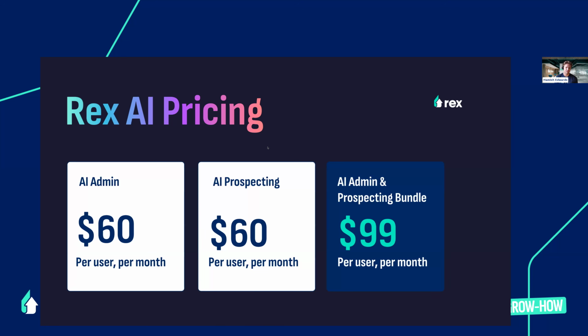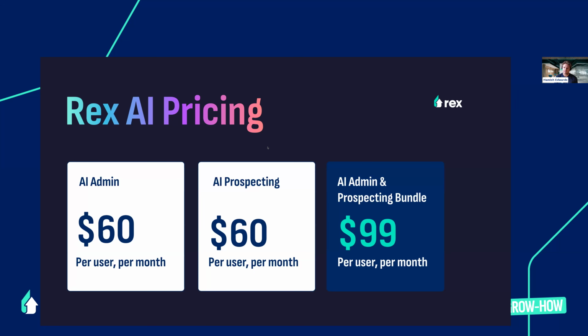Separate to that, AI prospecting is $60 plus GST per user per month. As you probably would have intuited already, AI prospecting is really geared towards sales agents. So it's not something that you just have to pay for every user in your Rex account. You can specify which users need the AI prospecting functionality. And again, that one's $60 plus GST per user per month.